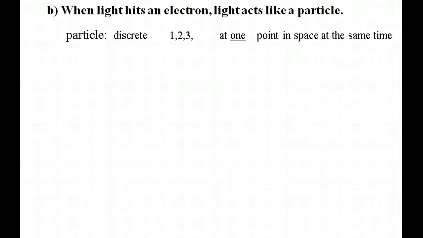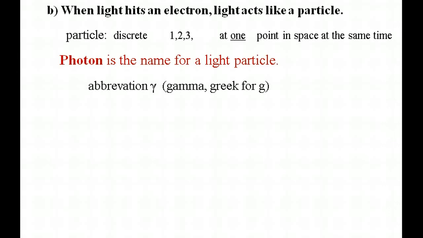Now we come to the second part of the wave-particle duality. When light hits an electron, light acts like a particle. And a particle is always discrete. So that means you have one particle, you have another particle, and a third particle. And one particle can only be at one point in space at the same time. And as you saw before, a wave can be at many locations at the same time.